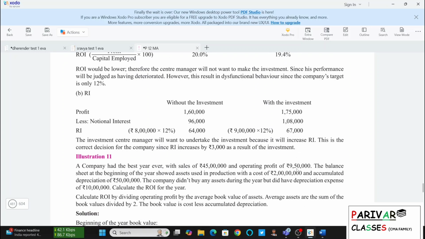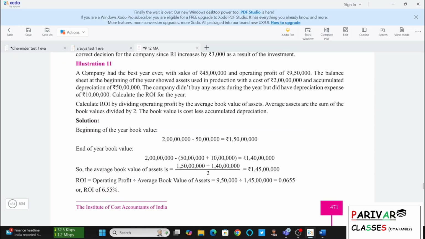Very simple question. And illustration 11. The company had the best year ever with the sales of 45 lakhs and profit 9,50,000. Balance sheet at the beginning of the year showed assets used in production with a cost of 2 crores and accumulated depreciation of 50 lakhs. 2 crores less 50 lakhs. That means net assets are 1 crore 50 lakhs. The company gross assets 2 crores, accumulated depreciation 50 lakhs. That means net assets is 1 crore 50 lakhs.